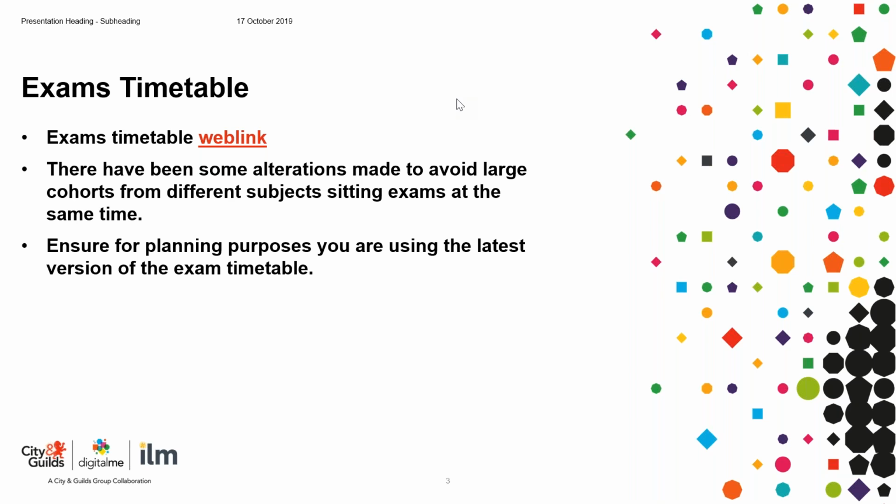There have been a couple of alterations this year, and for those of you that are not aware, originally the Year 1 Level 3 Agriculture exams were scheduled at the same time as the Year 1 Level 3 Animal Management exams, and this has now been changed. Please ensure that you do look at the latest version of the exam timetable to ensure that there are no changes that have occurred since. We certainly do not envisage any, and we have not heard of any issues reported by anybody since that particular one.